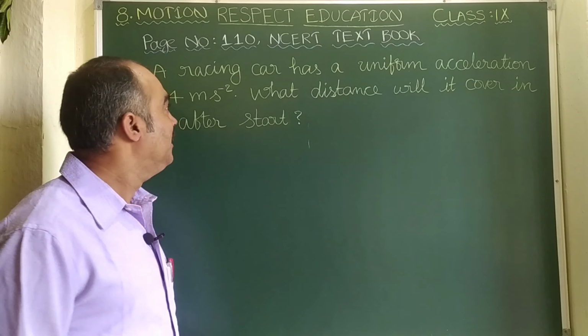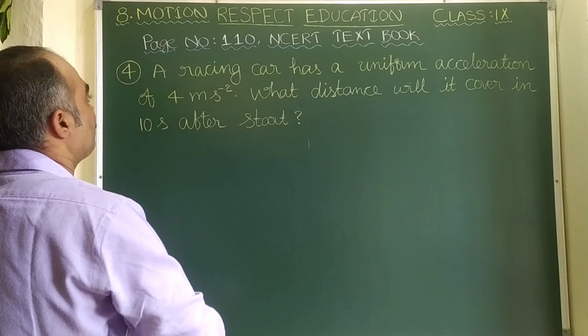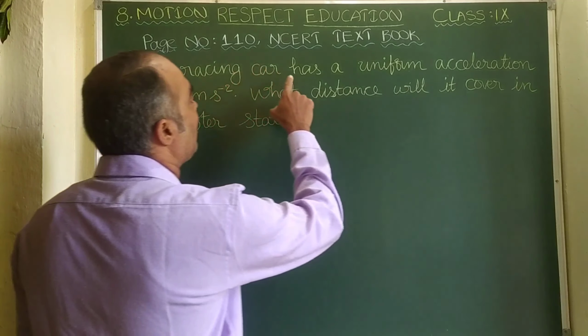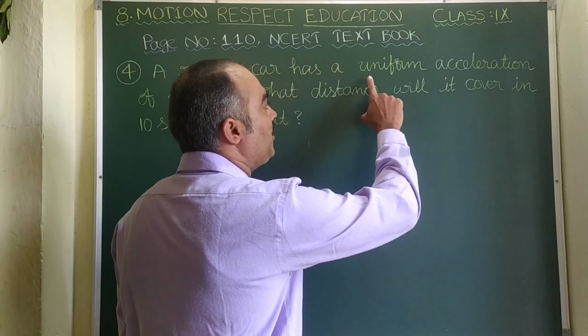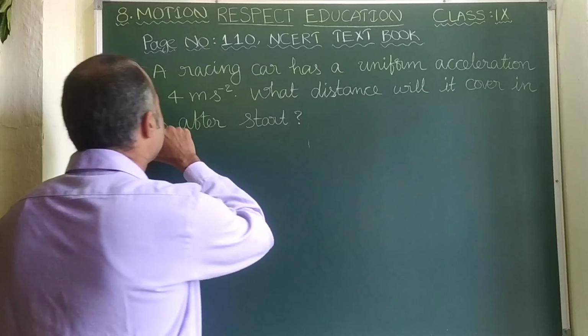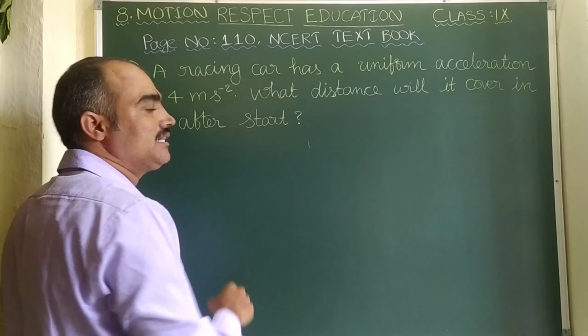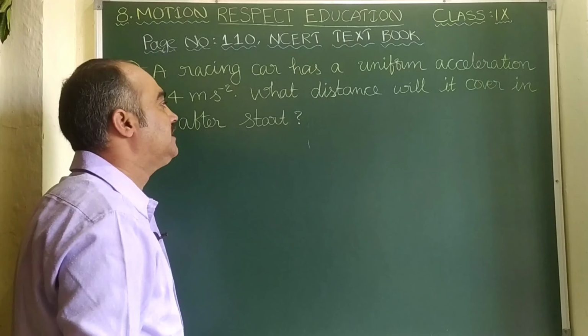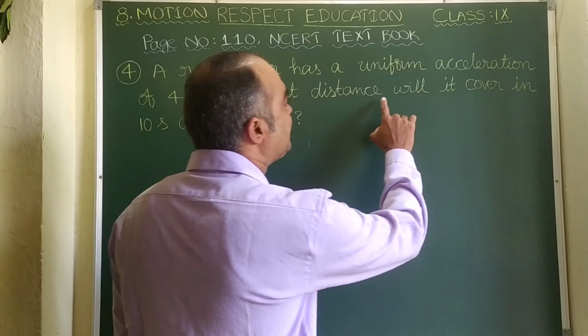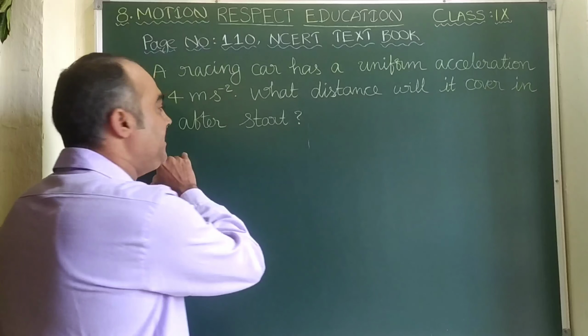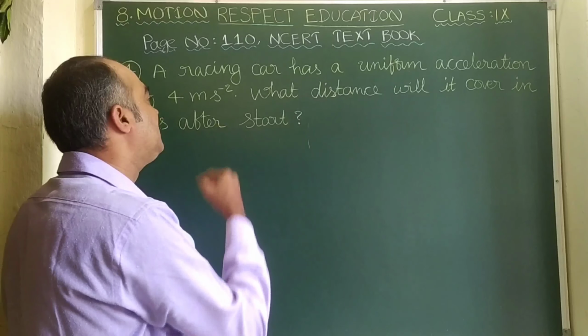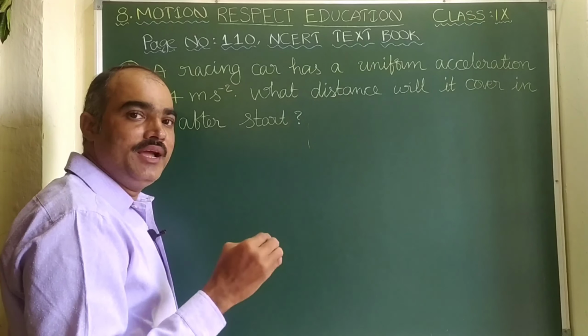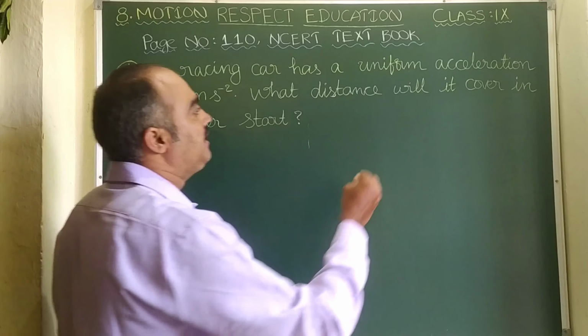Now we see question number 4. A racing car has a uniform acceleration of 4 meter per second square. Now the question is: what distance will it cover in 10 seconds after the start? Let us here understand the given quantities.